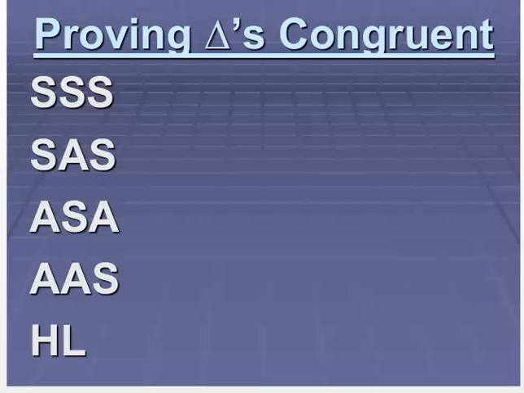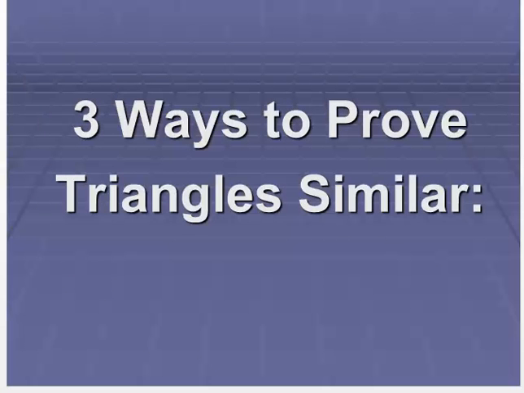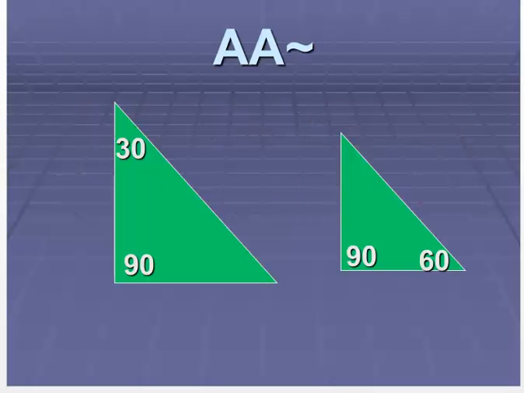This one only works with right triangles and states that if we have two right triangles and could show that the hypotenuse of each is congruent and one of the legs is congruent, that's enough to say the triangles are congruent. We're going to talk in this unit about ways to prove that triangles are similar. So there are three ways. The first one is AA. So this is angle, angle, similarity.